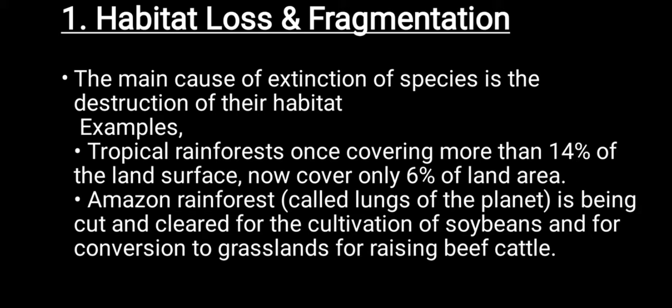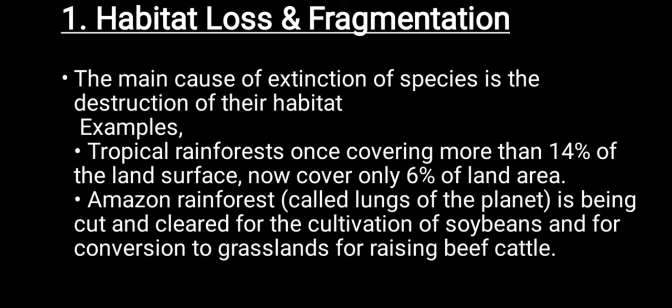The main cause of extinction of species in this biosphere is the destruction of the habitat, that is, a place where they live. An example is the tropical rainforest, once covering about 14% of the land surface. Now it occupies only 6% of the land area.